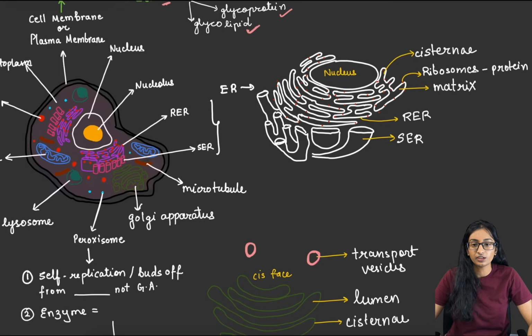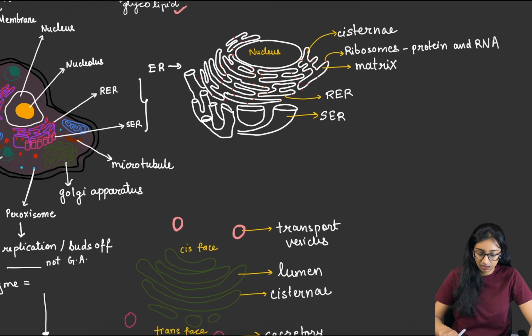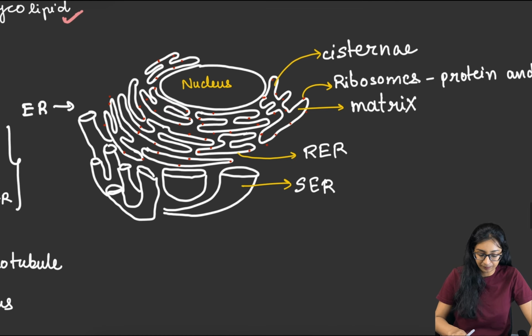In the second part of the video, we will be discussing the endoplasmic reticulum, its two types, rough endoplasmic reticulum and smooth endoplasmic reticulum, nucleus, mitochondria, Golgi apparatus, secretory vesicles, peroxisomes, and lysosomes. So let's start with the endoplasmic reticulum.